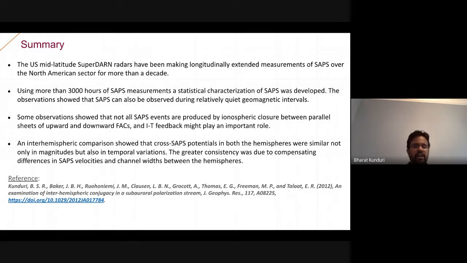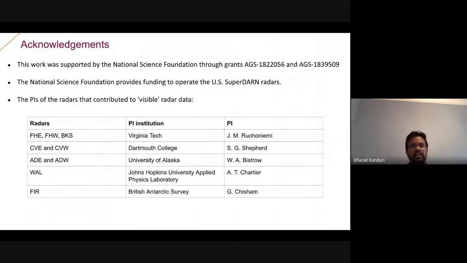what we understand now. And sometimes interhemispheric comparison shows that even though there are differences that are probably driven by magnetic field distortions or seasonal differences, there is greater consistency, at least based off an event analysis, in cross-SAPS potentials. So lastly, I'll stop with the acknowledgements slide here, and if you have any questions, please ask me now.